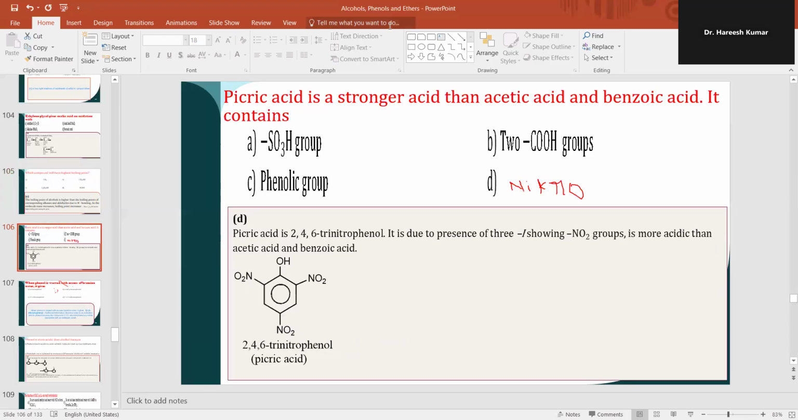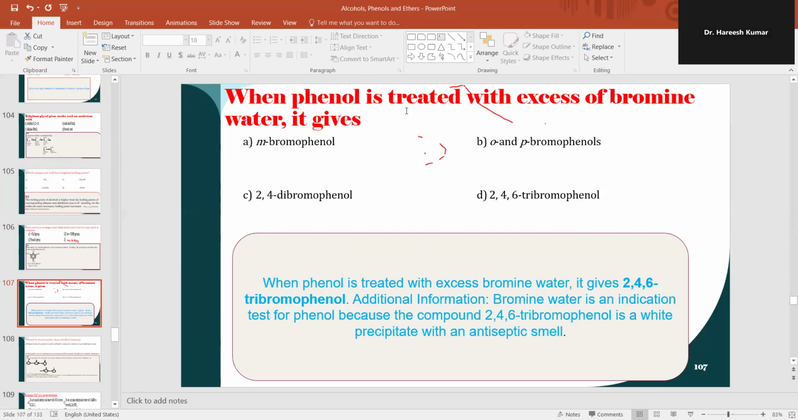Let's take another question. So picric acid is a stronger acid than acetic acid and benzoic acid because picric acid contains three nitro groups, and the three nitro groups are electron withdrawing, so it increases the acidic nature of the phenol. Let's take another question. When phenol is treated with excess of bromine water, it gives 2,4,6-tribromophenol.